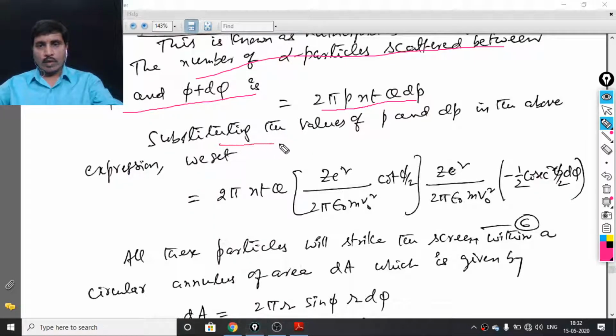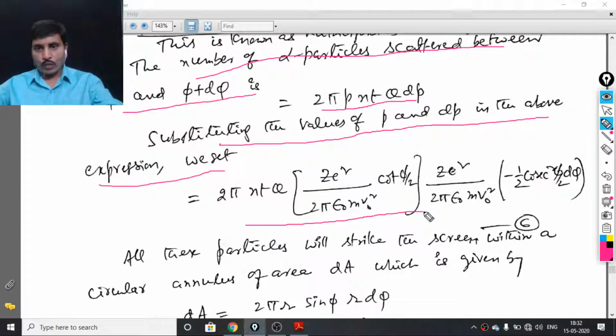Substituting the value of p and dp in the above expression, we get the number of alpha particles scattered between angles phi and phi plus d phi as 2 pi ntq into z square by 2 pi epsilon 0 mv0 square cot phi by 2 into z square by 2 pi epsilon 0 mv0 square into minus half cosecant square phi by 2 d phi. That is equation 6.